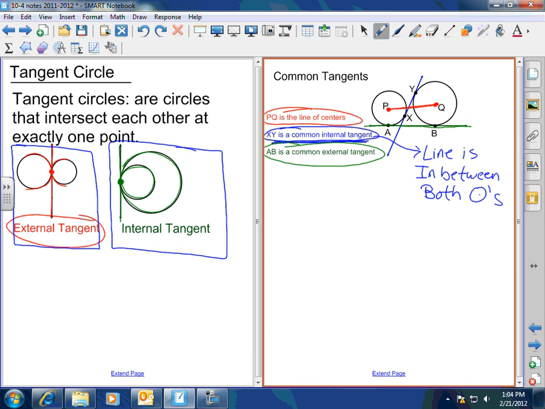So when it's in between, like XY, that's a common internal tangent. When it's on the outside of the circles, then that's a common external tangent. Again, the reason they're called common is because it's one tangent line that's tangent to two circles. So it's a common line that becomes a tangent for both. Is that clear, y'all? Make sense? May I continue? Thank you.